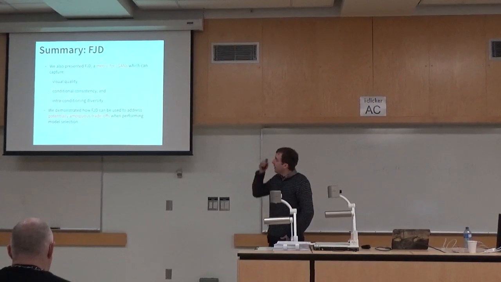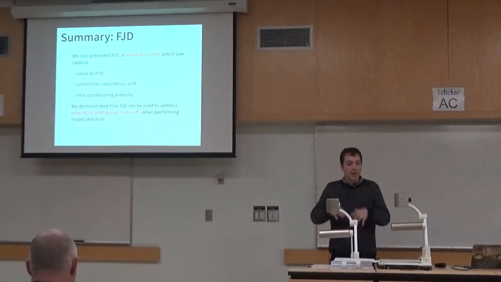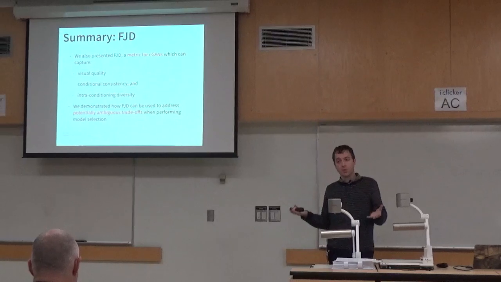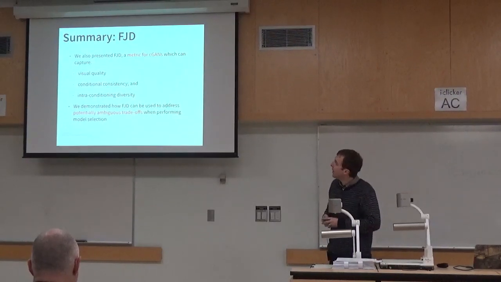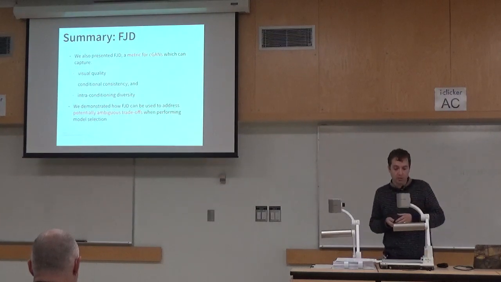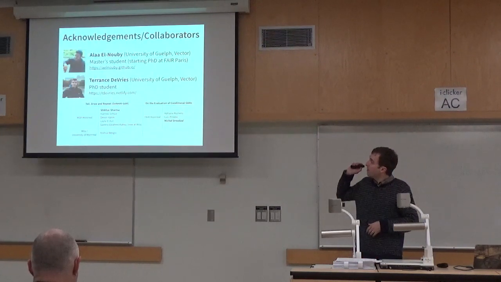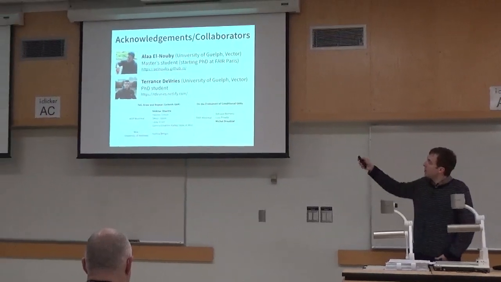On the FJD side, we propose this new metric for conditional GANs that simultaneously captures visual quality, conditional consistency, and intra-conditional diversity. And we've shown how this metric can address some potentially ambiguous trade-offs when doing model selection and hyperparameter tuning.